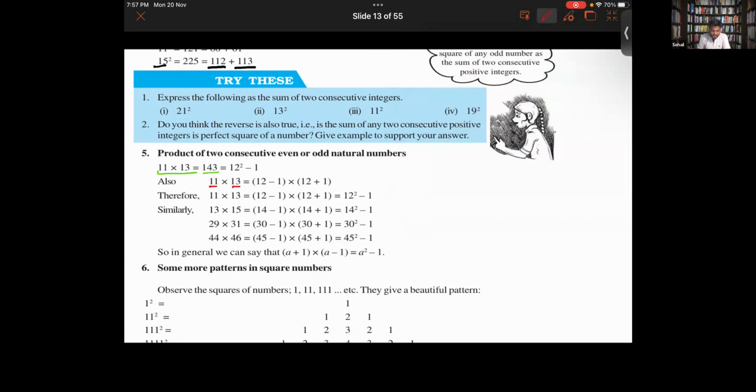11 and 13. Look at 11. क्या 11 को मैं 12 minus 1 लिख सकता हूँ? 13 को मैंने 12 plus 1 लिखा, no issue, right? Now, do we not know a square minus b square is equal to a plus b multiplied a minus b? हमें पता है ना? क्या ये हमारा a plus b multiplied a minus b नहीं है? इसी फॉर्म में है ना ये? So I can write it in the form of a square minus b square, that is 12 whole square minus 1. Is that clear to everyone?